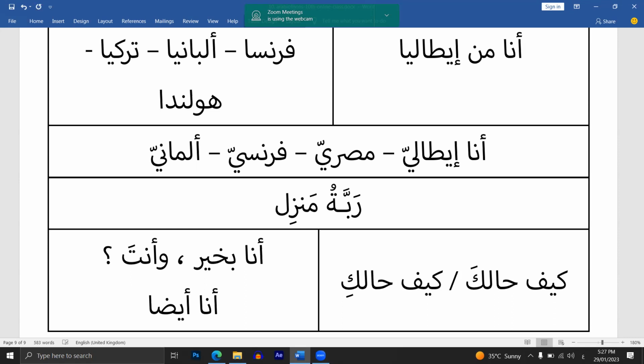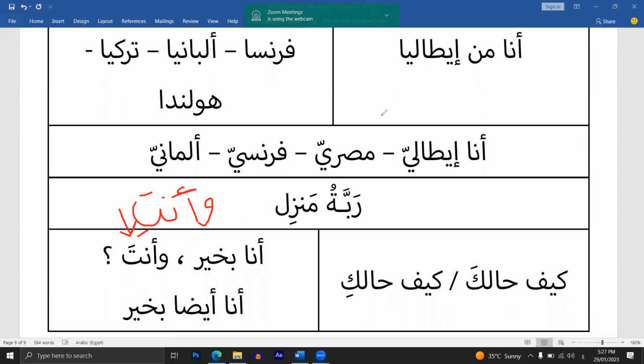This one I noticed, I think Madame Hinda is using وأنت, but she was talking to a lady. So it's supposed to be وأنتِ. أنا بخير. وأنتِ. أنا أيضا بخير.